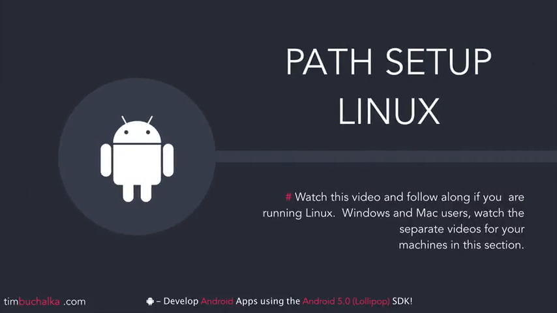At this point, we now need to make sure that our Android software development kit is accessible to the command line. In other words, it's in the system path. So if you're running Linux, in this video I'm going to show you how to do that on a Linux machine. If you're running on Windows or on a Mac, watch the separate video in this section on how to do what we're going to do for Linux users for your machine. So let's get into it now if you're running Linux.